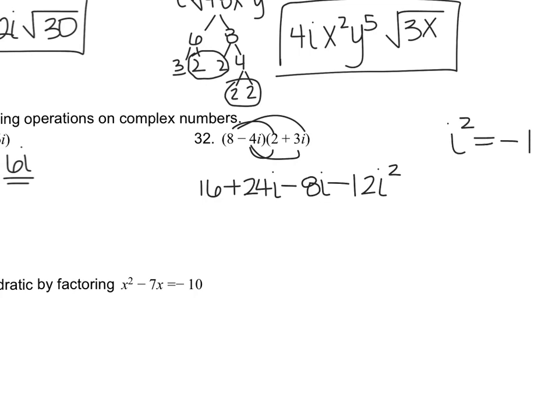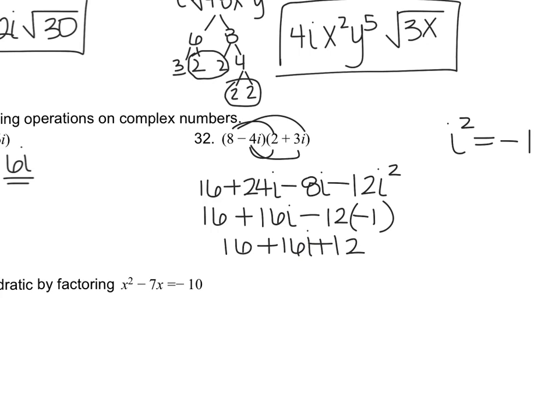It's important to know that i squared is equal to -1. So when I simplify after multiplying complex numbers, not only do I need to combine like terms, but I need to simplify any powers of i. So when I do 24i minus 8i, I'm going to end up with 16i, but instead of -12i squared, I'm going to get -12 times -1. I can then do -12 times -1 and get +12, and then 16 plus 12 is going to become 28 plus 16i. And that's going to be the final answer.